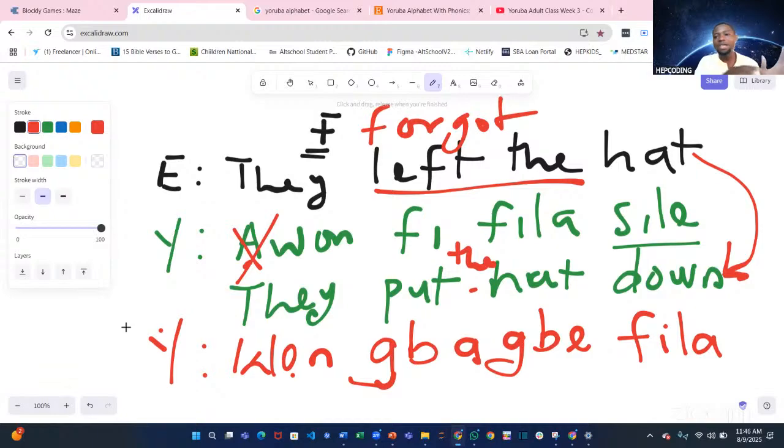Every sign, every direction means something different. Wọ́n gbàgbé fìlà is not the same thing as wọ́n fi fìlà sílẹ̀. Somebody might say, if I come to your house now, if I say, please leave the hat for Tolu for me, fi fìlà yẹn sílẹ̀ pẹ̀lú Tolu. You left the hat with Tolu. It's different from they forgot the hat, which I think is what you meant here.